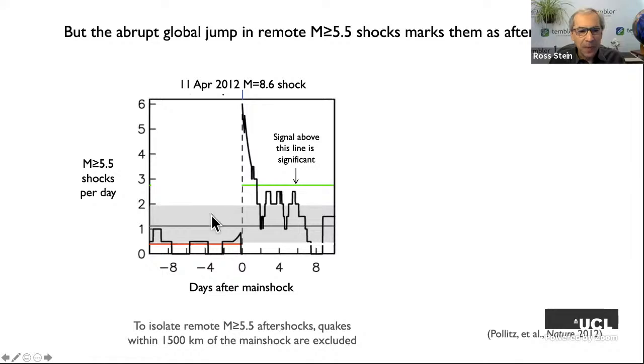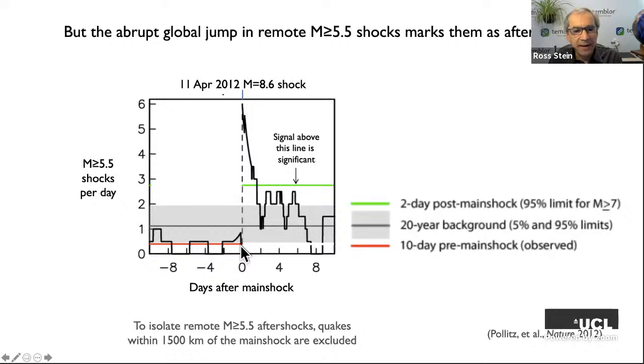And further, this is the average. The red line is the average in the week or the 10 days beforehand. The black is the 20-year average with its confidence. And the green is if we just look at the 2 days after large earthquakes around the globe. So anything above the green is highly significant, and probably everything above the gray is significant too. So clearly I was wrong. And by the way, we've removed any earthquake within 1,500 kilometers of the main shock that you and I would call its static aftershock. So we're truly only looking at global events.